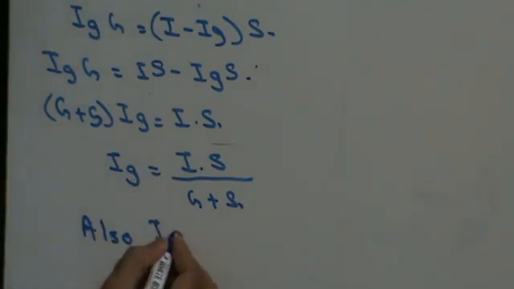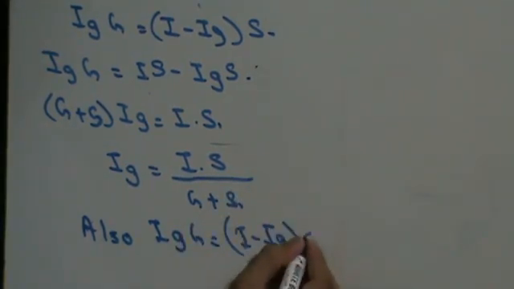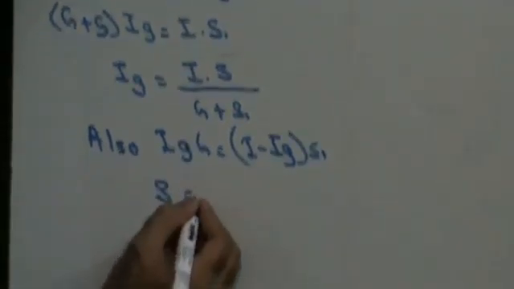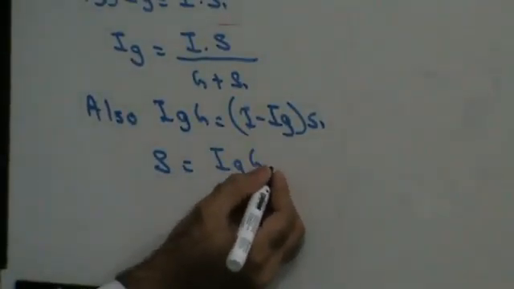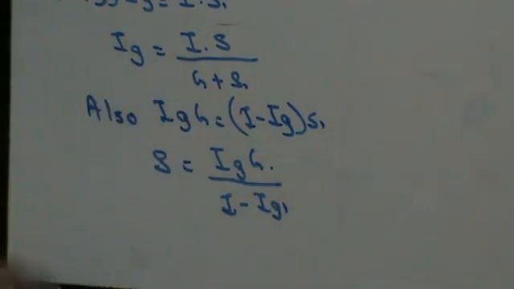I can also say that we have said Ig into G is I minus Ig into S. Right? In which case I can find out the value of shunt resistance also. S will be nothing but Ig into G upon I minus Ig. This expression will tell me the proper value of shunt that should be connected across the galvanometer, so that the galvanometer shows maximum deflection when current I flows through it. Fine, do we get this in clear?